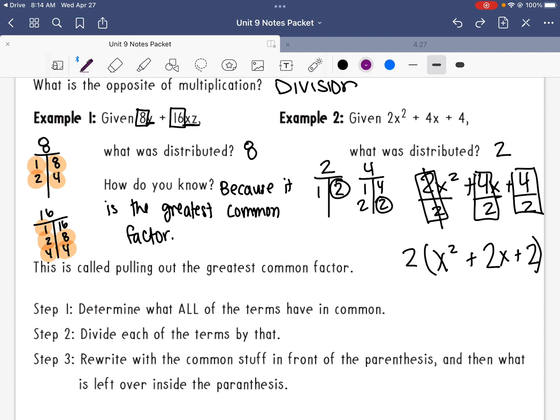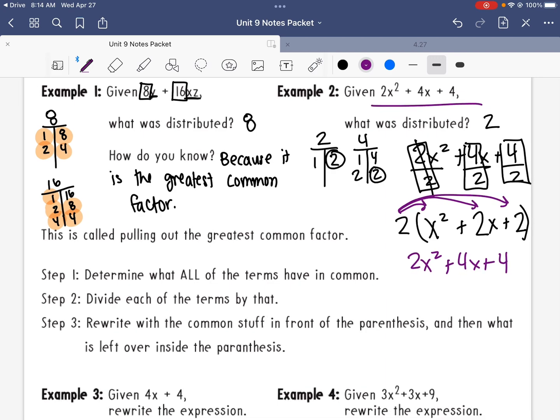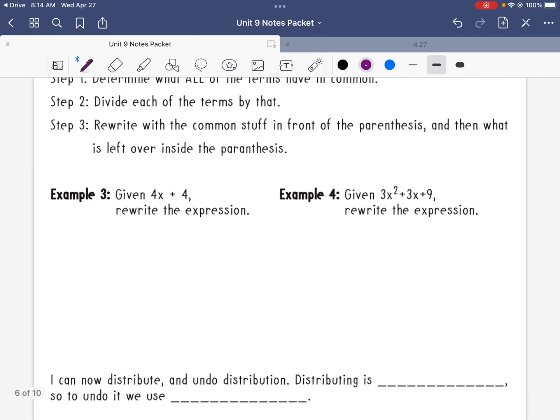And you can always double check this, right? You can look and see, if I distribute that 2, am I going to get back to what I started with? So 2 times x squared is 2x squared, 2 times 2x is 4x, and 2 times 2 is 4. Is that what we started with? Then we have done this correctly. Okay. All right, let's do some more examples.